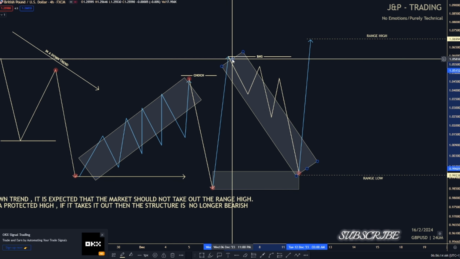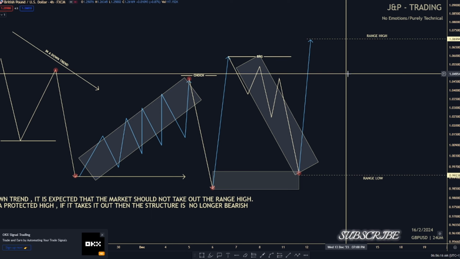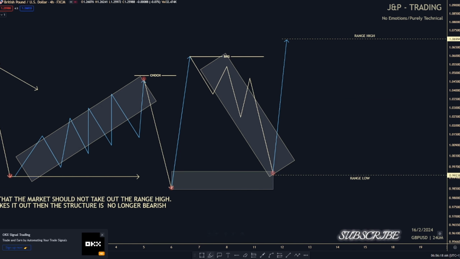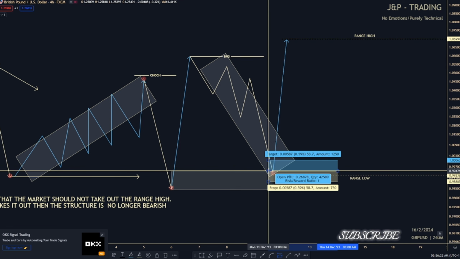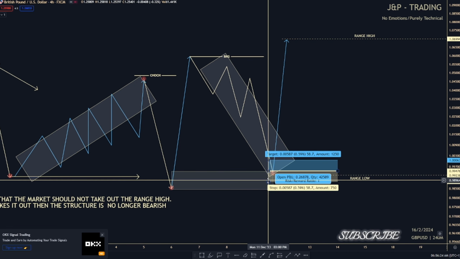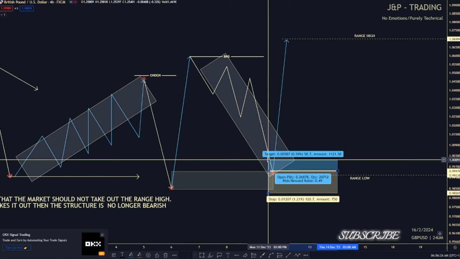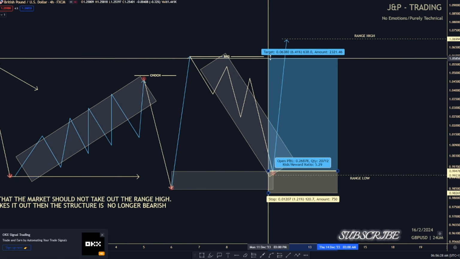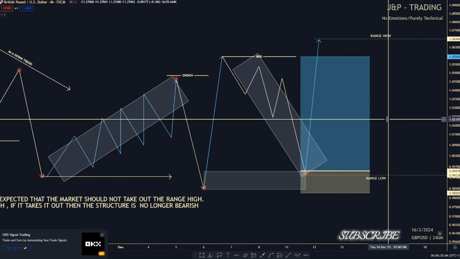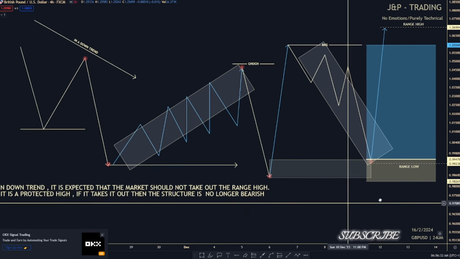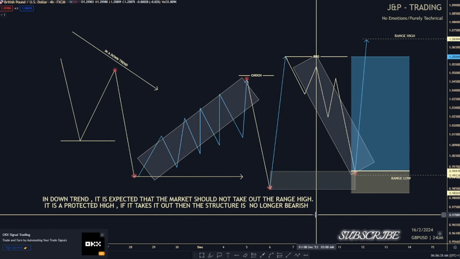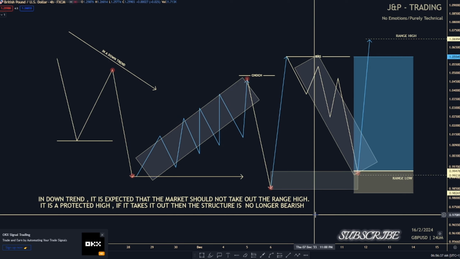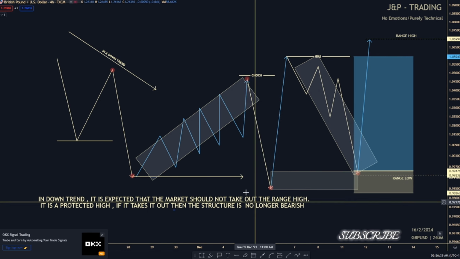Fractal structure. Complex pullback into that range to mitigate a certain area, to mitigate a certain point in the market. Whenever it mitigates that point, now the market will start rallying all the way up to make another what? Higher high. This is exactly how you trade in the foreign exchange market.